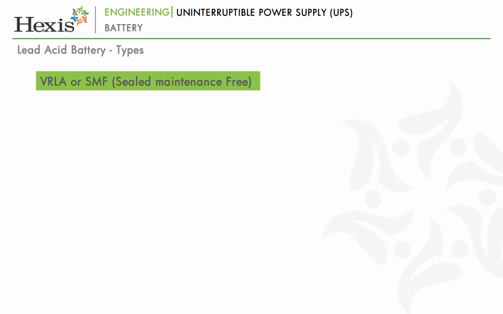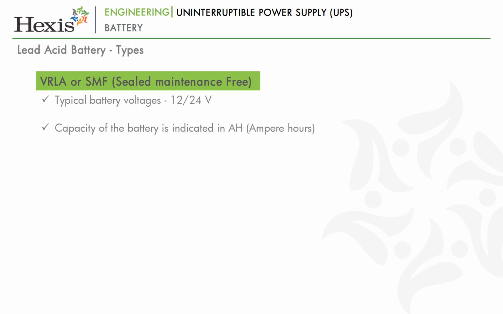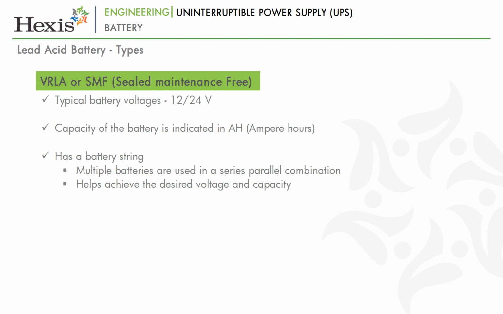Let us learn some more facts about the VRLA battery. Typical battery voltages used are 12 or 24 volt, and the capacity of the battery is indicated in AH, ampere hours. The higher the AH, the longer the battery can sustain the load. In a battery string, multiple batteries are used in a series-parallel combination to achieve the desired voltage and also the overall capacity to cater for the load connected.